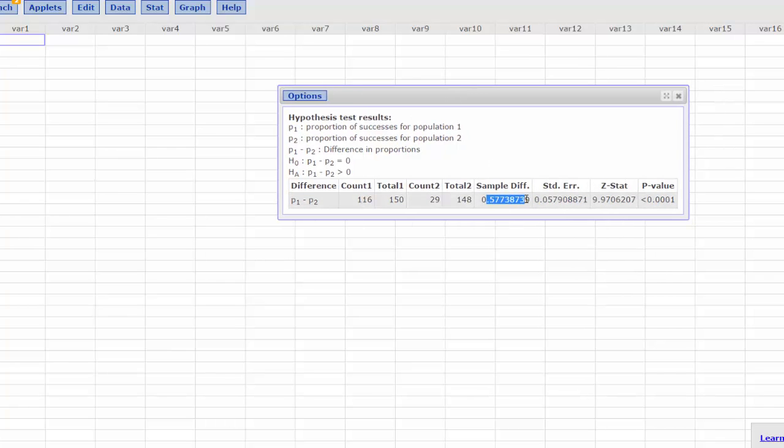We see that we get all the same information. There's the difference between the two. Here's our z-stat, and there is our p-value. Okay, so all 3 ways we see that we definitely reject.